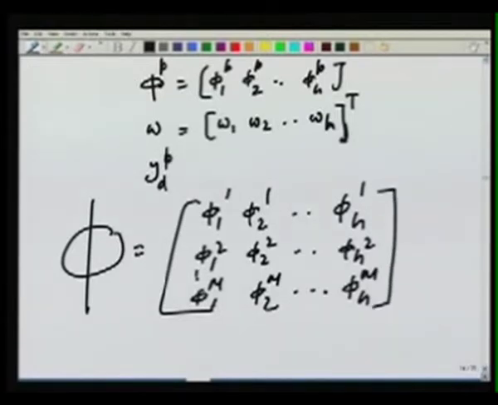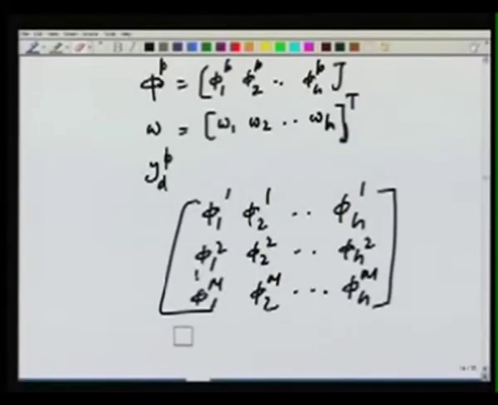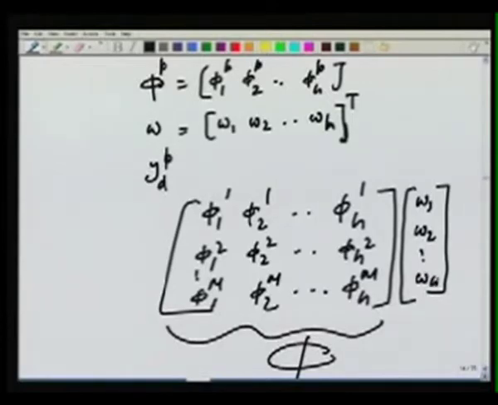This is my phi, and correspondingly each one is multiplied with W. So, this is my big phi, and if I multiply with W1, W2, up to WH, because they are fixed. Okay, the weights are fixed for a set.